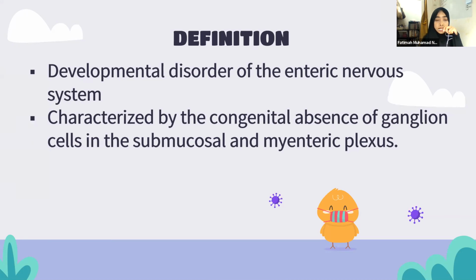And Hirschsprung disease can also be associated with other congenital defects such as trisomy 21, and also conditions such as microcephaly, mental retardation, abnormal faces, and cleft palate. Okay, next.